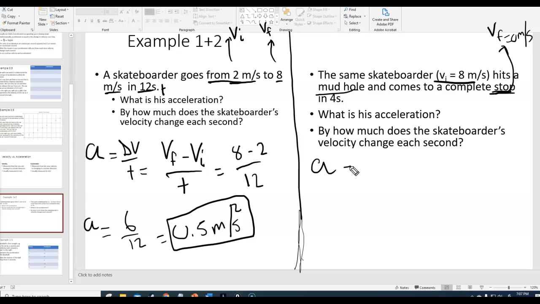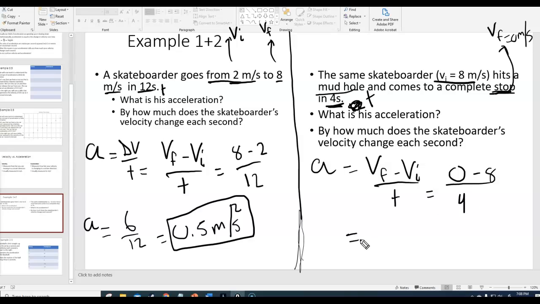So again, we're just going to do this basic calculation using the definition of acceleration, change in velocity over time. Now we have a new time that's 4 seconds. So I'm going to label that as t, and then I'm just going to plug in for v final, that's 0, for v initial, that's 8, and then I'm going to divide by 4. 0 minus 8 is negative 8. So that's negative 2 meters per second squared.